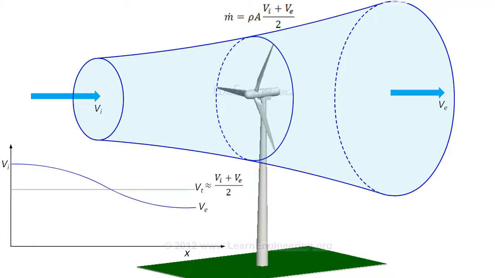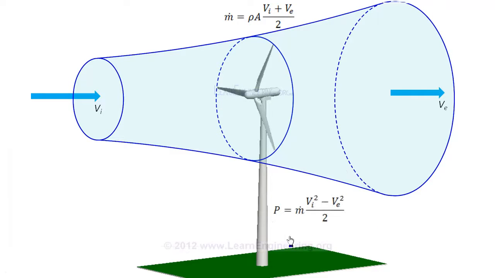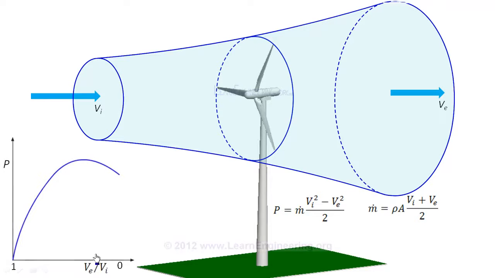Power extracted by the wind turbine is the same as the decrease in kinetic energy from inlet to outlet. So a wind turbine can extract maximum energy when the product of these two terms is maximum. Power extracted will vary like this with the ratio of exit to inlet velocity, and will have a maximum value when the exit velocity is 1/3 of the inlet velocity.